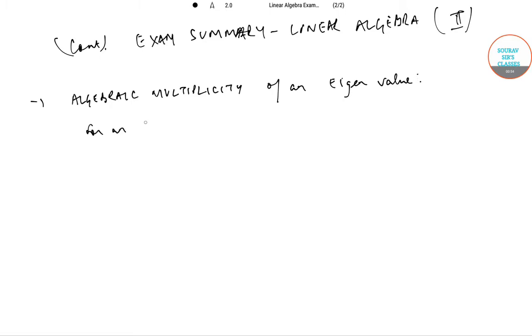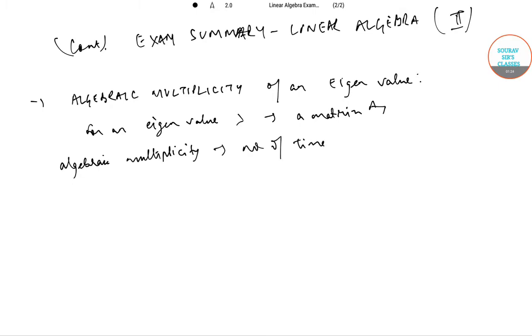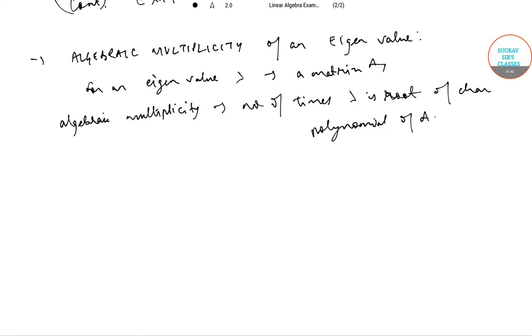Now, for an eigenvalue lambda of a given matrix A, algebraic multiplicity is the number of times lambda is a root of the characteristic polynomial of A. So this was the algebraic multiplicity.